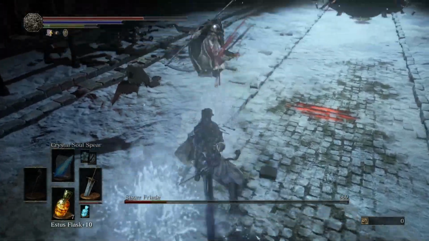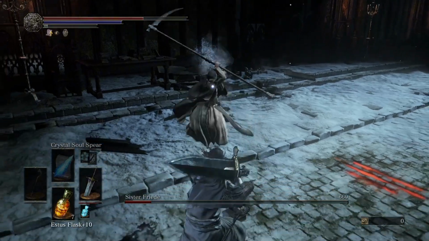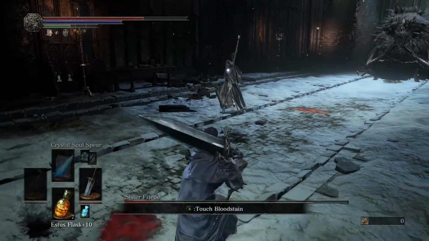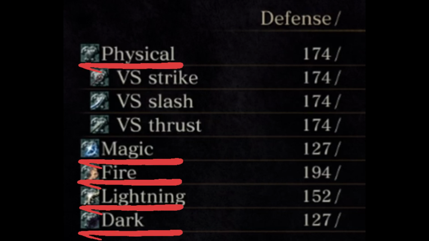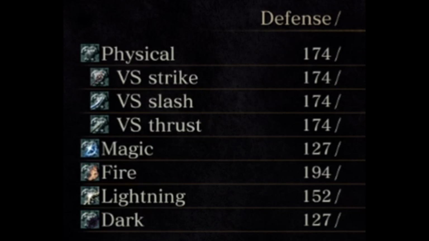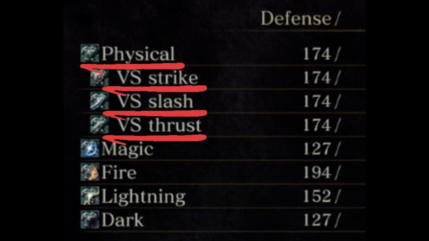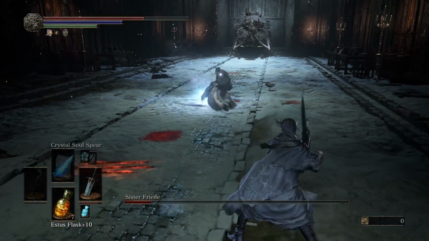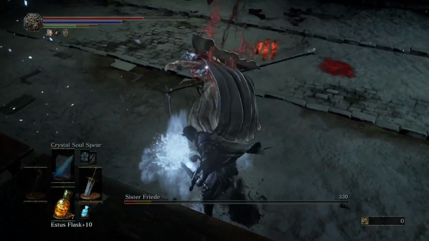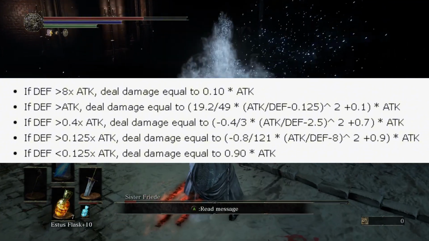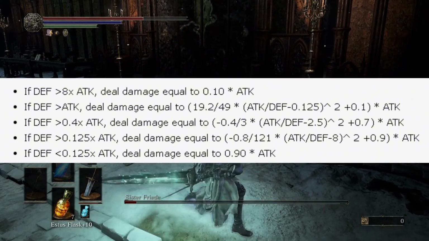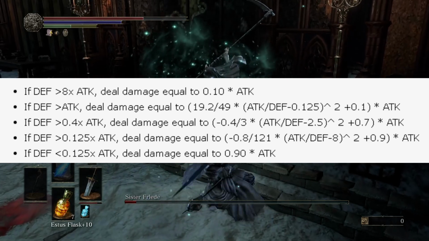Defense is a stat determined by the armor a player wears. There is a defense stat for each damage type: physical, magic, fire, lightning, and dark, where physical is split up into 4 categories: standard, strike, slash, and thrust. Defense is a flat number that determines how much damage is done based on which category it falls into. Shown on screen are the various conditions and formulas that are used to calculate damage. This is essentially a big piecewise function.